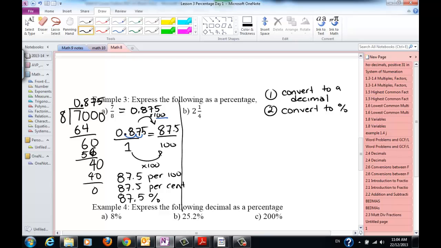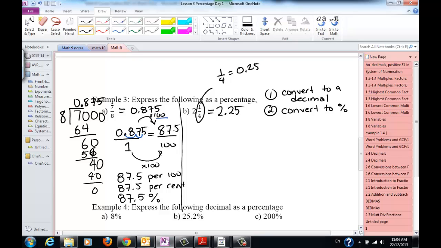Alright, 2 and a quarter. Now you can do it 2 ways. You might want to convert it into an improper fraction. What I notice is that this is a pretty easy fraction. I right away know that that's a quarter. If you're not sure, do the long division way, put it into an improper fraction, and then do long division. But I think by this point we know that 1 divided by 4 is equal to 0.25. So that means that 2 and a quarter is 2.25.